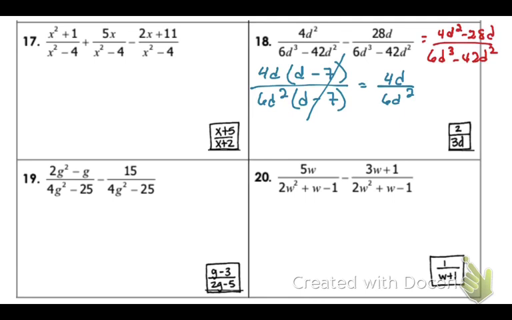Now, because these are attached by multiplication, I can simplify them. So I'm left with 2 over 3. Now, because of the quotient rule, I'm going to subtract these exponents. So I'm going to be left with, because d squared is bigger than d to the first power, it has to stay at the bottom. So that's how I'm left with 2 over 3d. And that's your answer.